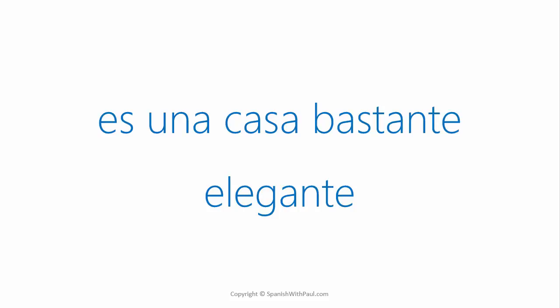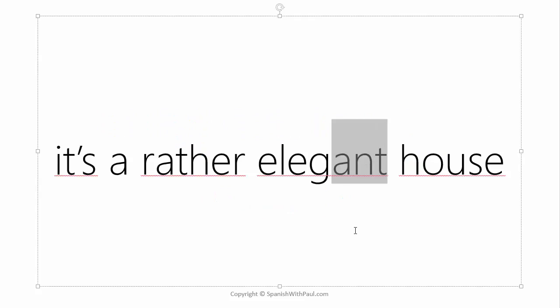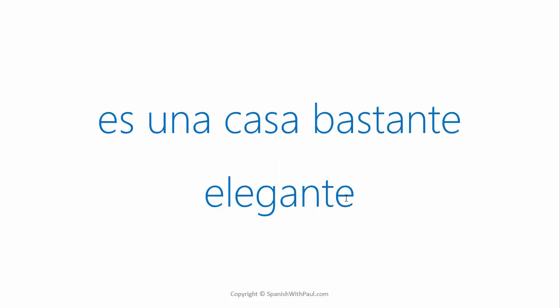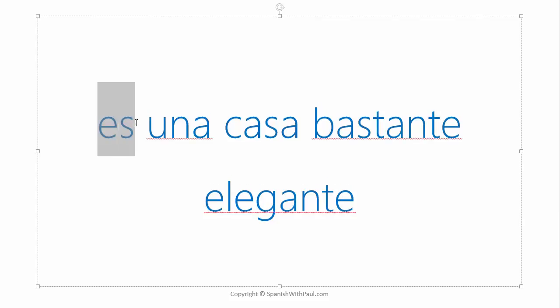Of course, elegant is an ANT word here, so it's very easy to switch it straight into Spanish with elegante. And you have es una casa. We're using una here because casa is a feminine word because it ends in A. So instead of un casa, which would be incorrect, we want these two to match. So the A here is the reason we have una instead of un. So una casa bastante elegante.